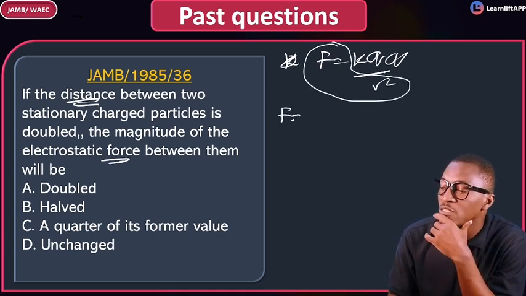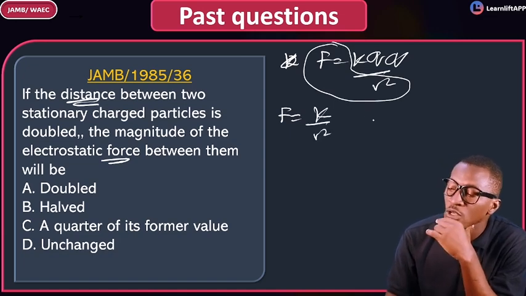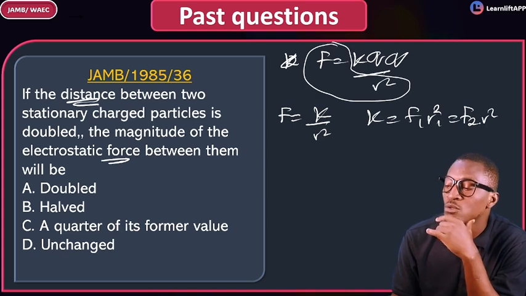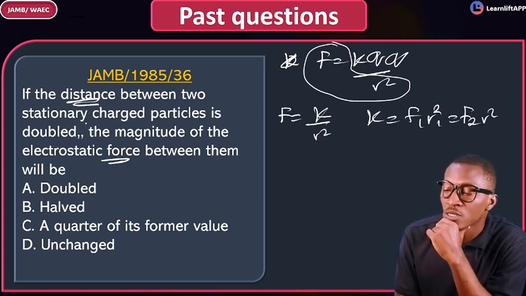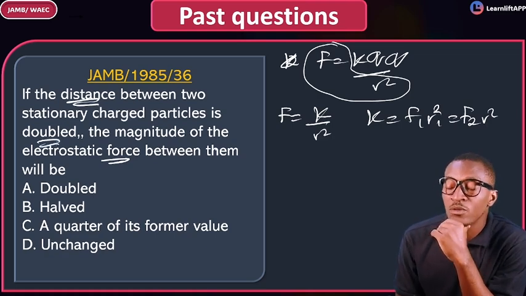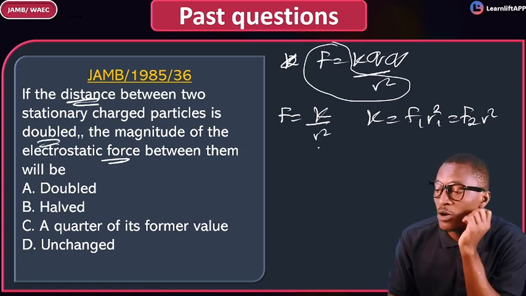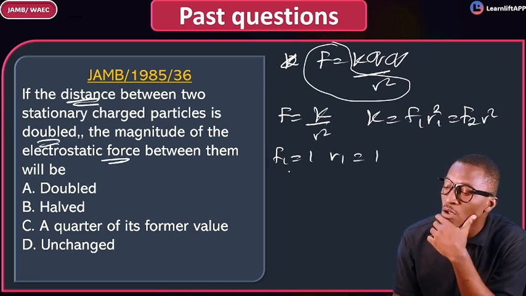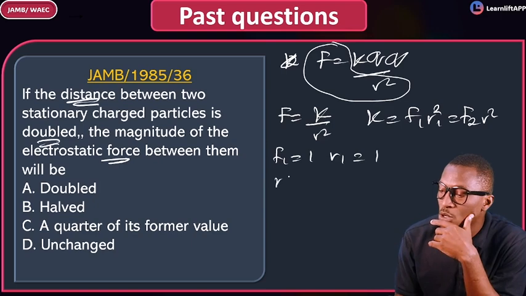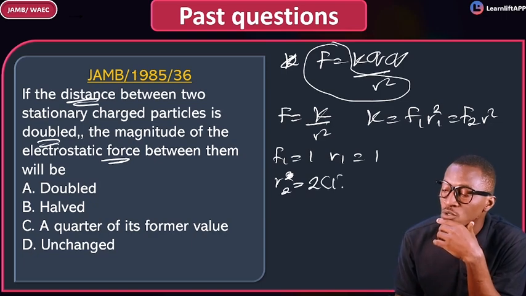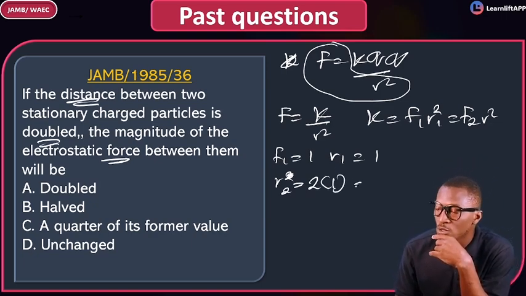So we can say F is equal to K all over R squared. So remember, K will be equal to F1 R1 squared equals F2 R2 squared. So the question is, if the distance between the two charged particles is doubled, what will be the force? That means let's take F1 to be 1, R1 will be equal to 1. Now R2 will be double, that's 2 of R1. What's 2 of R1? That's 2, right? R2 is 2.